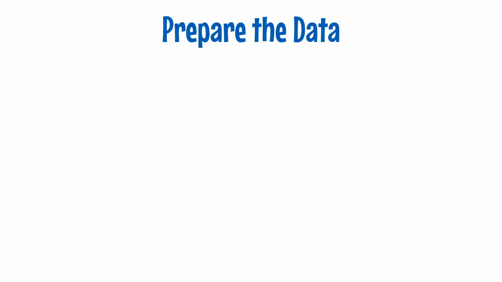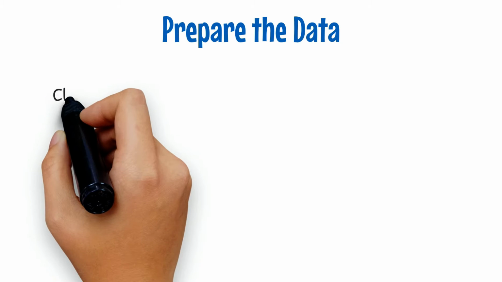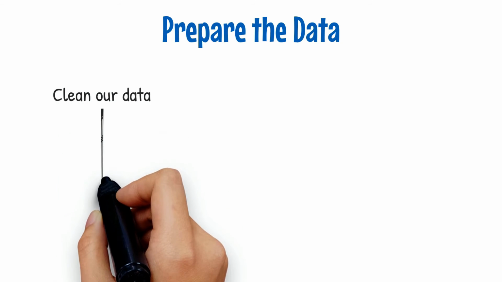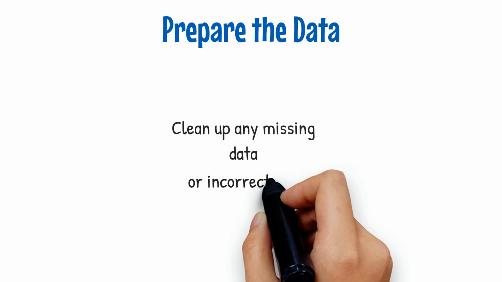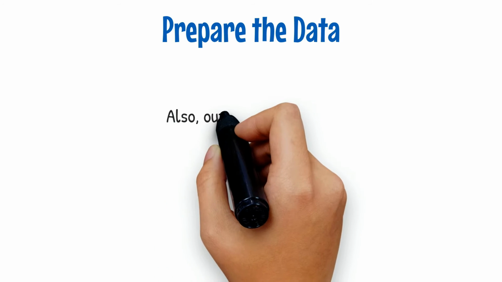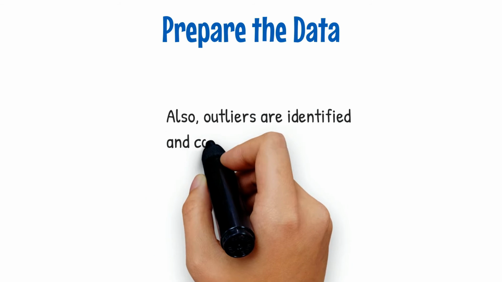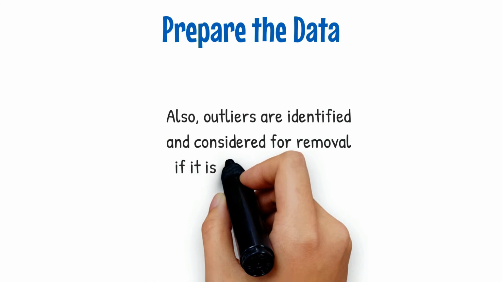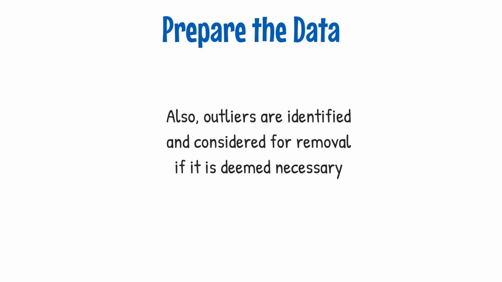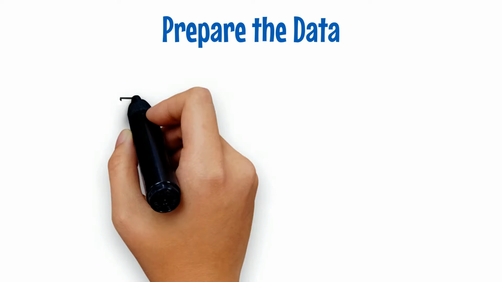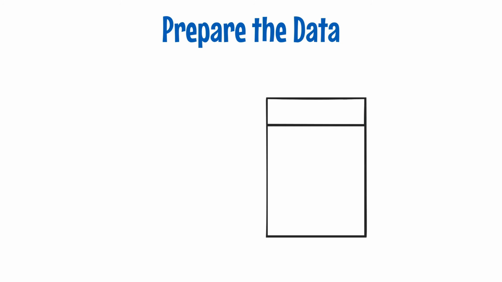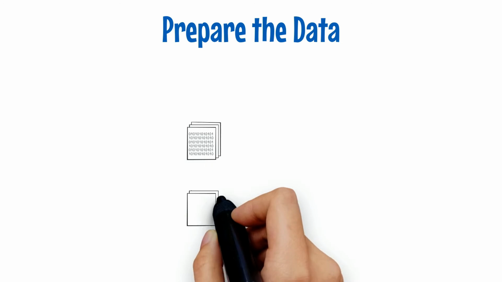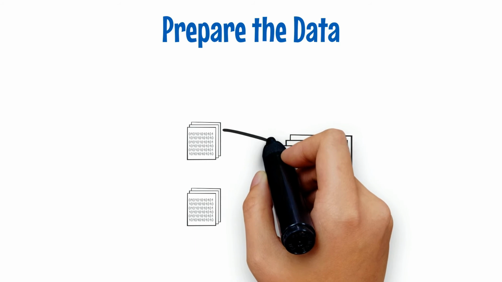Prepare the data. After we collect the data, we need to clean our data. This step in the process is used to clean up any missing data or incorrect data. Also, outliers are identified and considered for removal if it is deemed necessary. When we collected our data before this step, we could have used multiple tables. Now, in this step, we can combine any data that can be merged over to a new data set.